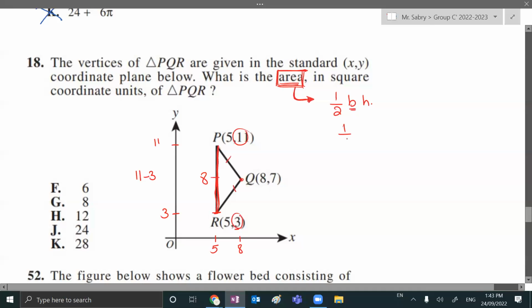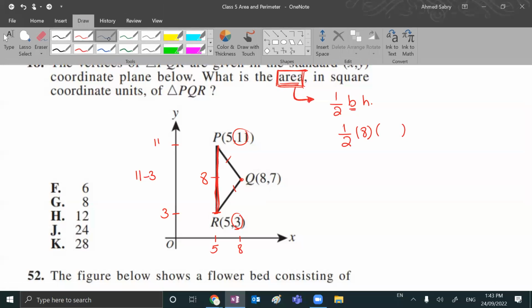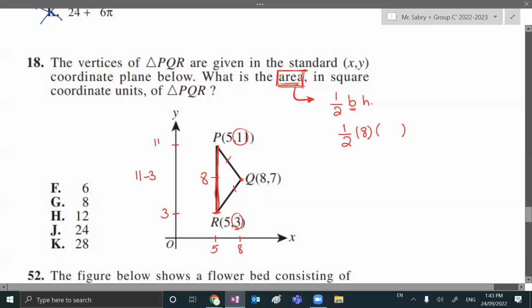So the base is 8. So it's half times 8. Now what's the height of the triangle? Look at the triangle and think, where could the height be? It should start from the base, perpendicular, up until the last point of the triangle, right? Which is this blue line, correct? So what's the length of this blue line?